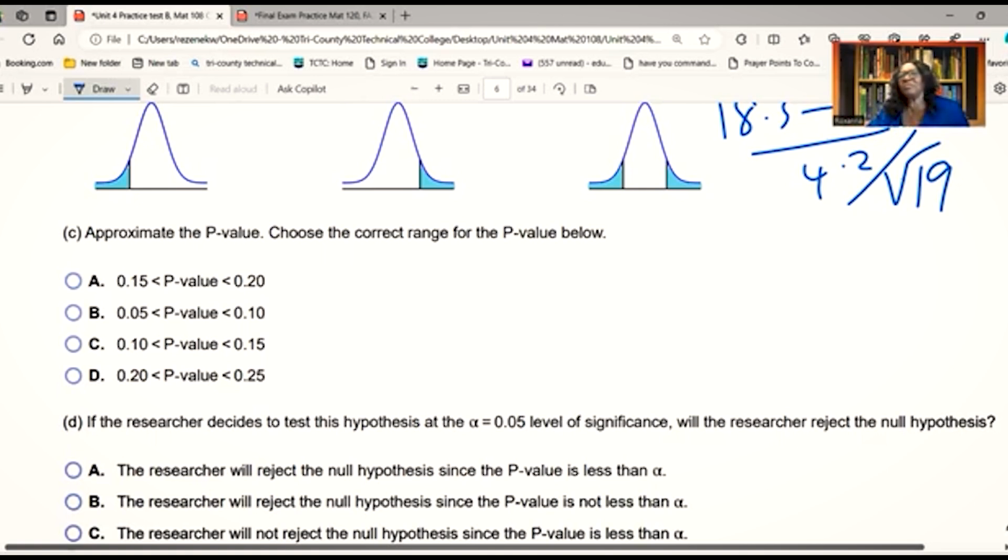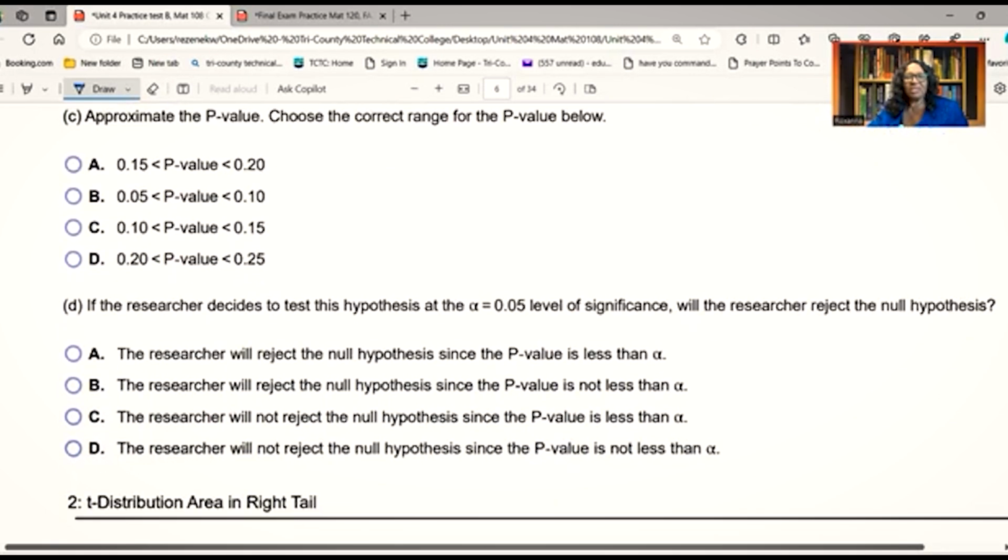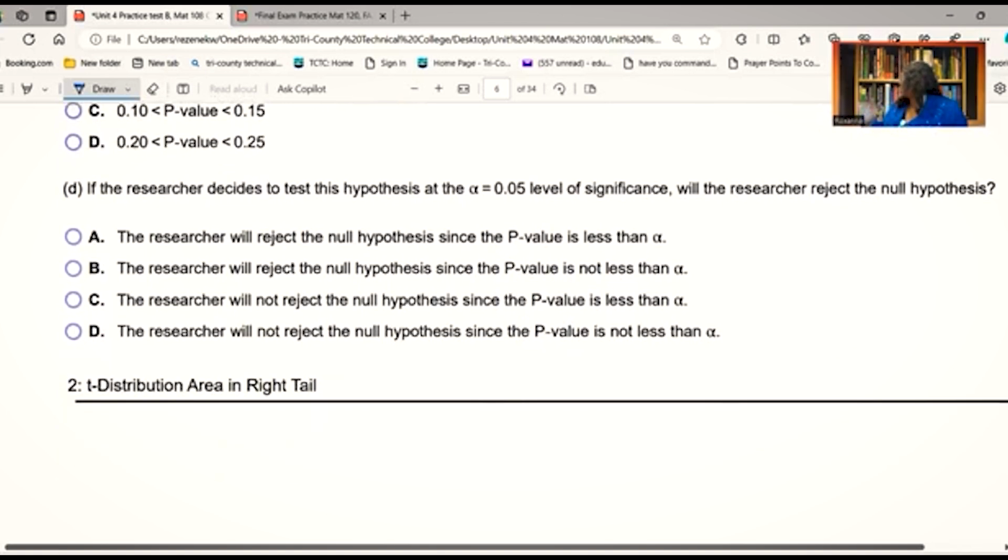And then once you make that decision, you can also start answering other questions that will follow, provided you know that the p-value must be greater than alpha for you to accept the null. Is that clear? For you to accept the null, the p-value must be greater than alpha.